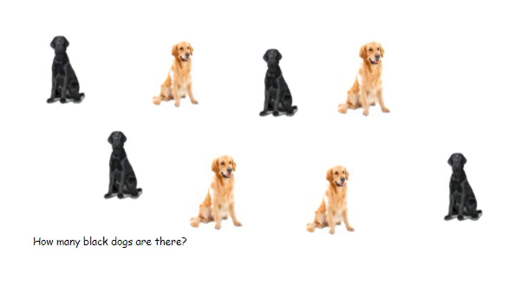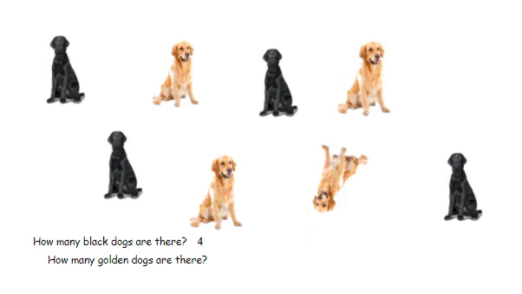How many black dogs are there? Can you count them really carefully? 1, 2, 3, 4. How about the golden dogs? How many golden dogs are there? 1, 2, 3, 4. So there are 4 black dogs and 4 golden dogs.